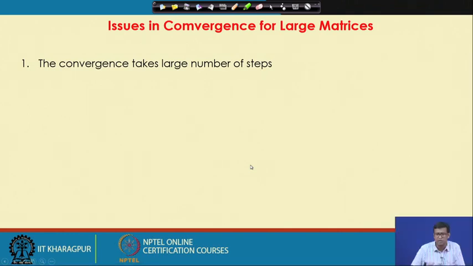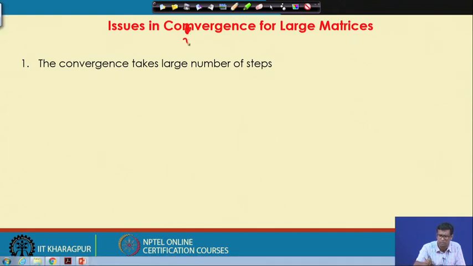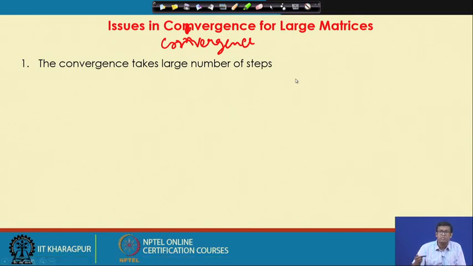The convergence for large matrices, when we have a lot of grid points, takes a large number of steps. When we have taken, not convergence, I will correct it in the uploaded slide. When we have taken a large matrix, the number of steps for convergence is also very high. But we cannot avoid large matrices, because if we need a very accurate solution, we have to take a lot of internal points, which will give us a large matrix.